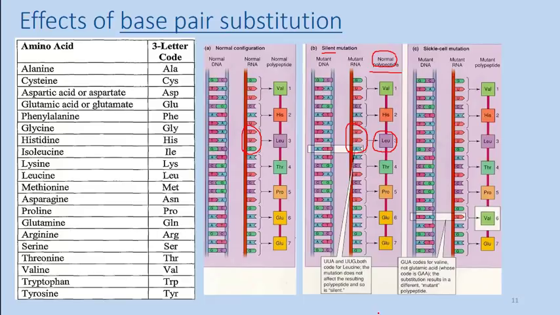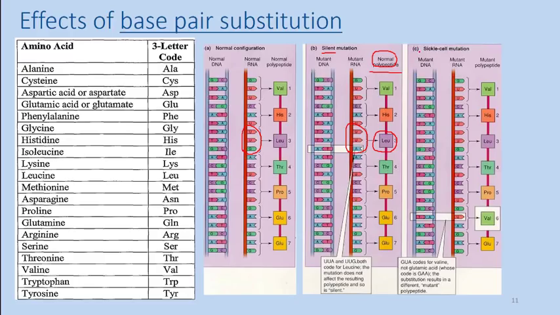Looking at the next example of sickle cell mutation. We'll talk about sickle cell at a different point, but just to show you an example, here's our mutant DNA compared to normal DNA, and we have mutant RNA because of this substitution here, which produced uracil as part of the mRNA strand.